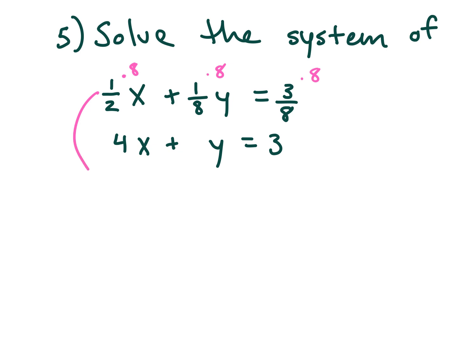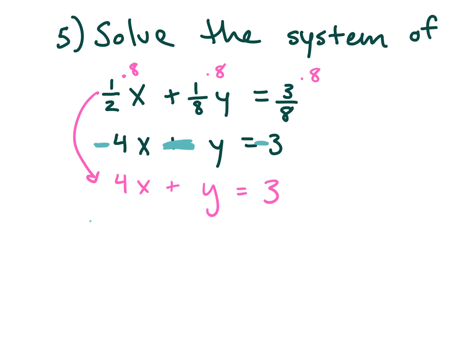So when we multiply by 8, what is 8 times 1/2? 4. So 4x. What is 1 over 8 times 8? 1, so that would just be 1y. And then 3 over 8 times 8 would be 3. Let's do elimination here. Do we have the same number but opposites? No. So what do we need to multiply by to get them to be the same number but opposites? -1. So I'm going to multiply everything in my second equation here by -1. So I'm just going to change the signs of everything.